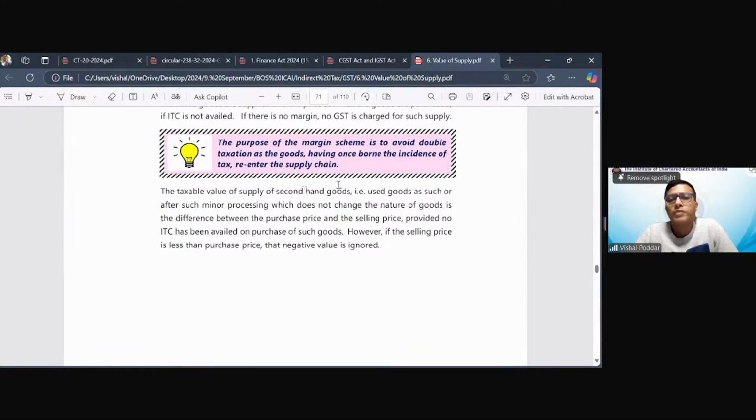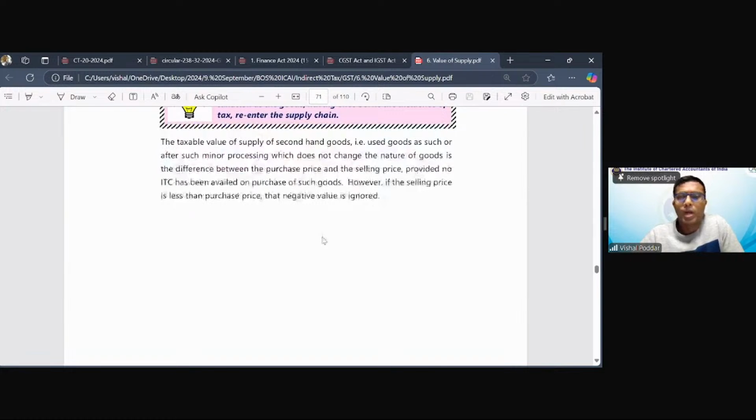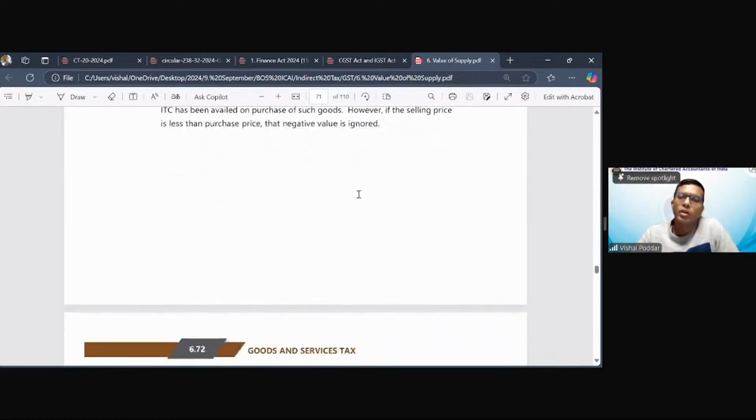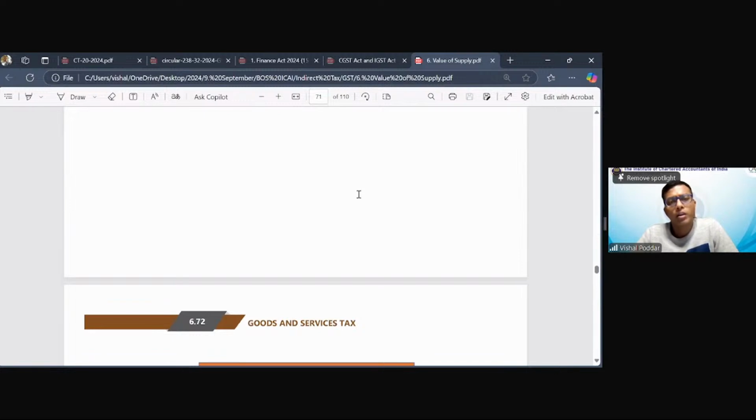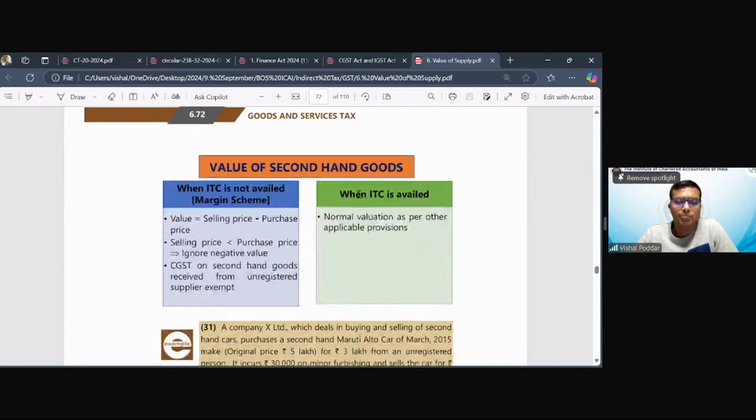The taxable value of second-hand goods, that is used goods as such after minor processing which does not change the nature of goods, is the difference between the purchase and the selling price, provided no ITC has been taken on the purchase. However, if the selling price is less than purchase price, negative value is ignored. So it means if you are selling the car at a loss, there will be no GST.